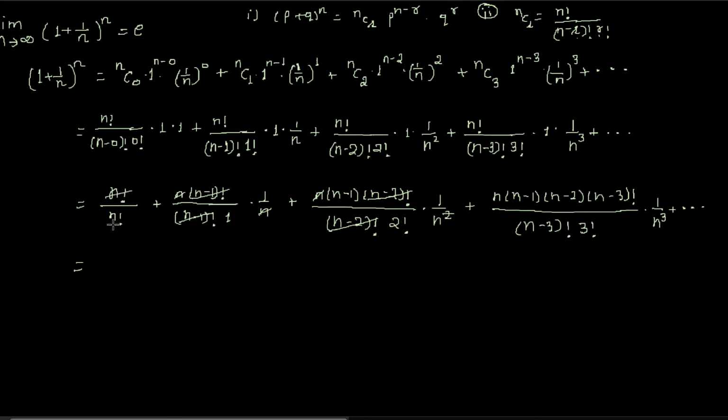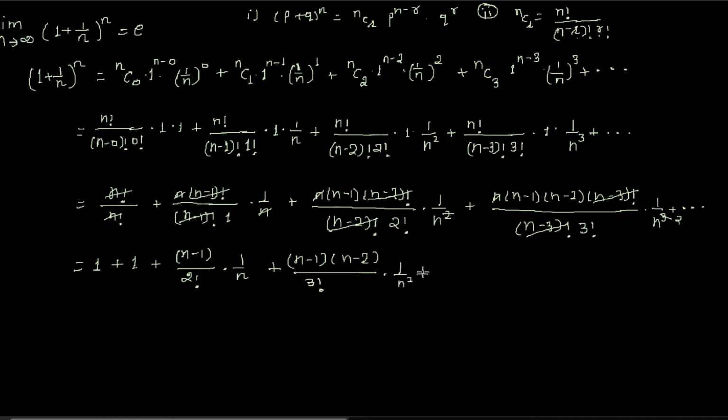We can see that n factorial and n factorial cancel out, so we can write 1 plus, and in the second term also 1 plus. In the third term the remaining part is (n minus 1) over 2 factorial times 1 over n. In the next term, the (n minus 3) factorial terms cancel, and we are left with (n minus 1) times (n minus 2) over 3 factorial times 1 over n squared. If we had another term, we could write (n minus 1)(n minus 2)(n minus 3) over 4 factorial times 1 over n cubed, and in the same way we can go on.